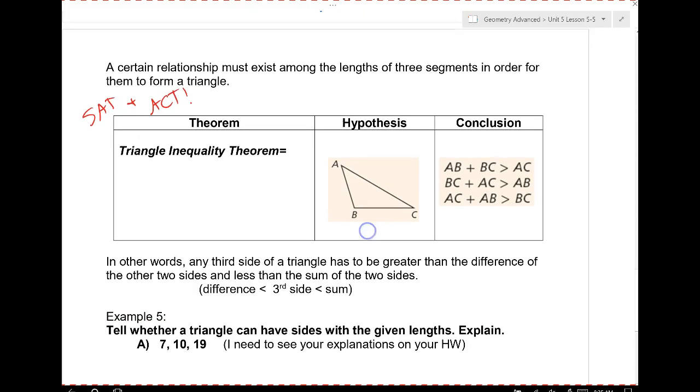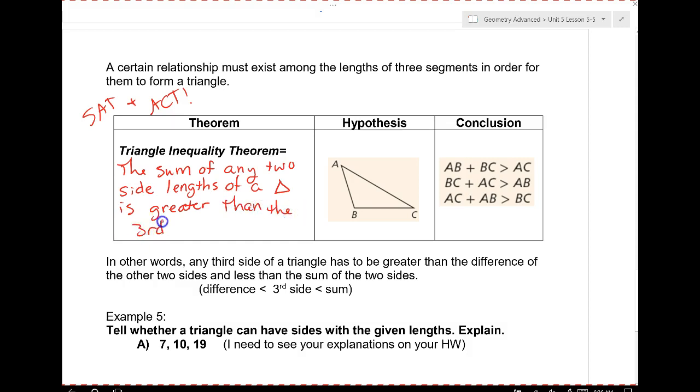The triangle inequality theorem. This is what it says. The sum of any 2 side lengths of a triangle is greater than the 3rd side. The sum of the lengths of any 2 sides has to be greater than the 3rd.